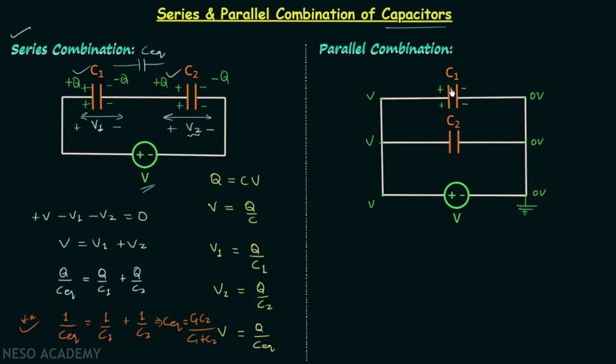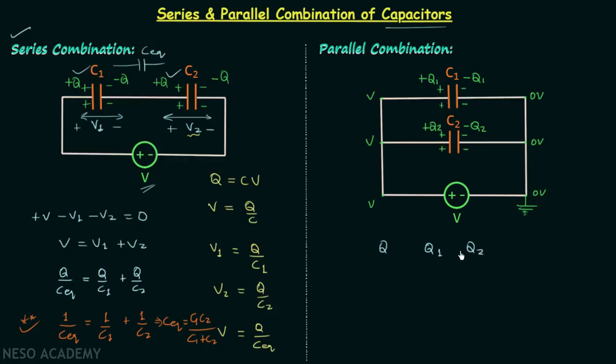and Q1 is the charge provided to the first capacitor by the source, and therefore plus Q1 is the charge at this plate and minus Q1 is the charge at this plate, and the charge provided to the second capacitor is equal to Q2. So we have plus Q2 charge at this plate and minus Q2 charge at this plate. So the total charge is equal to Q, and Q1 is the charge provided to the first capacitor and Q2 is the charge provided to the second capacitor.